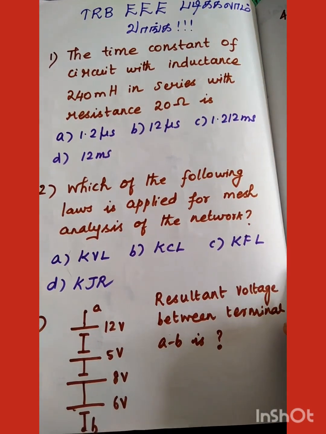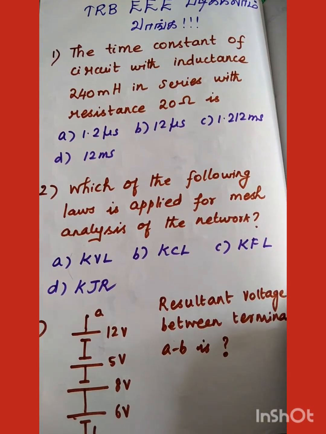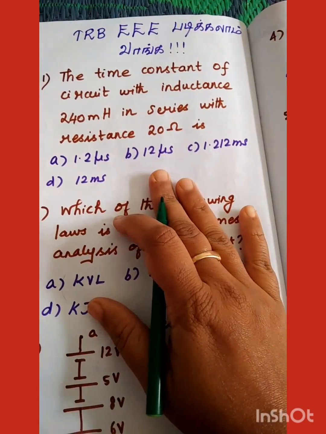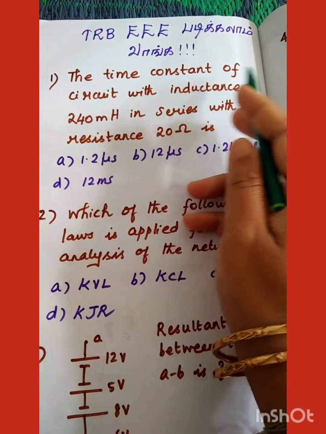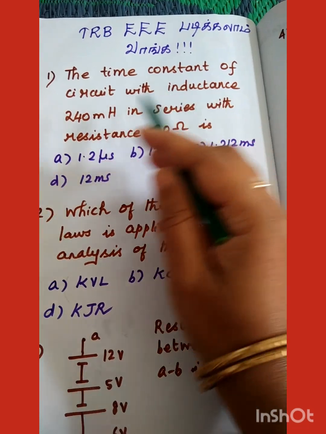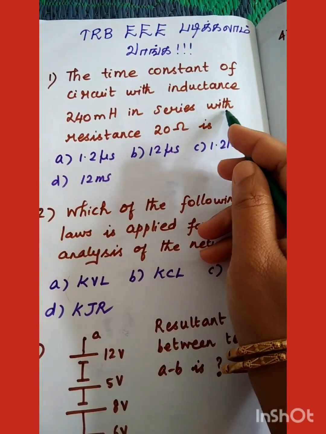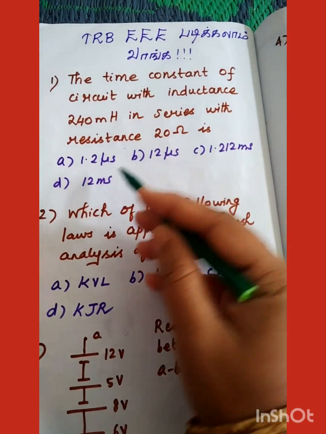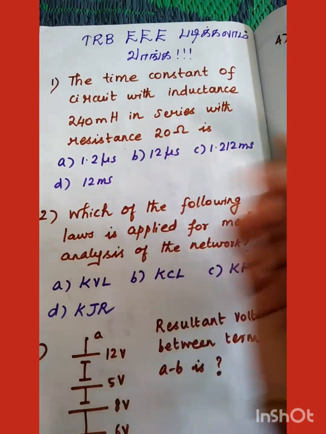Today we are going to see a set of 5 questions based upon the basic circuit laws. The first question: the time constant of a circuit with inductance 240 millihenry in series with resistance 20 ohms. They have given you 4 different options.